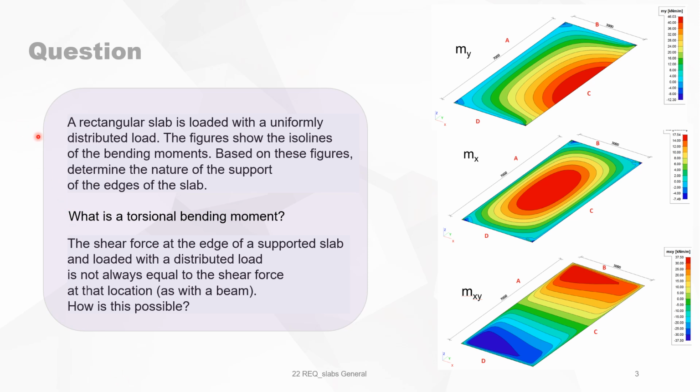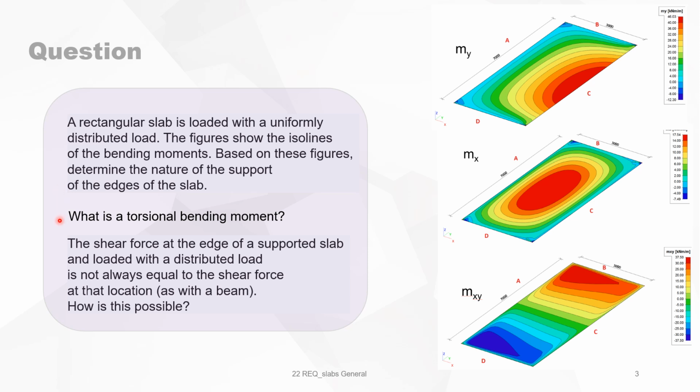A rectangular slab is loaded with a uniform distributed load. The figures on the right-hand side show the isolines of the bending moments. Based on these figures, determine the nature of the support of the edges of the slab.